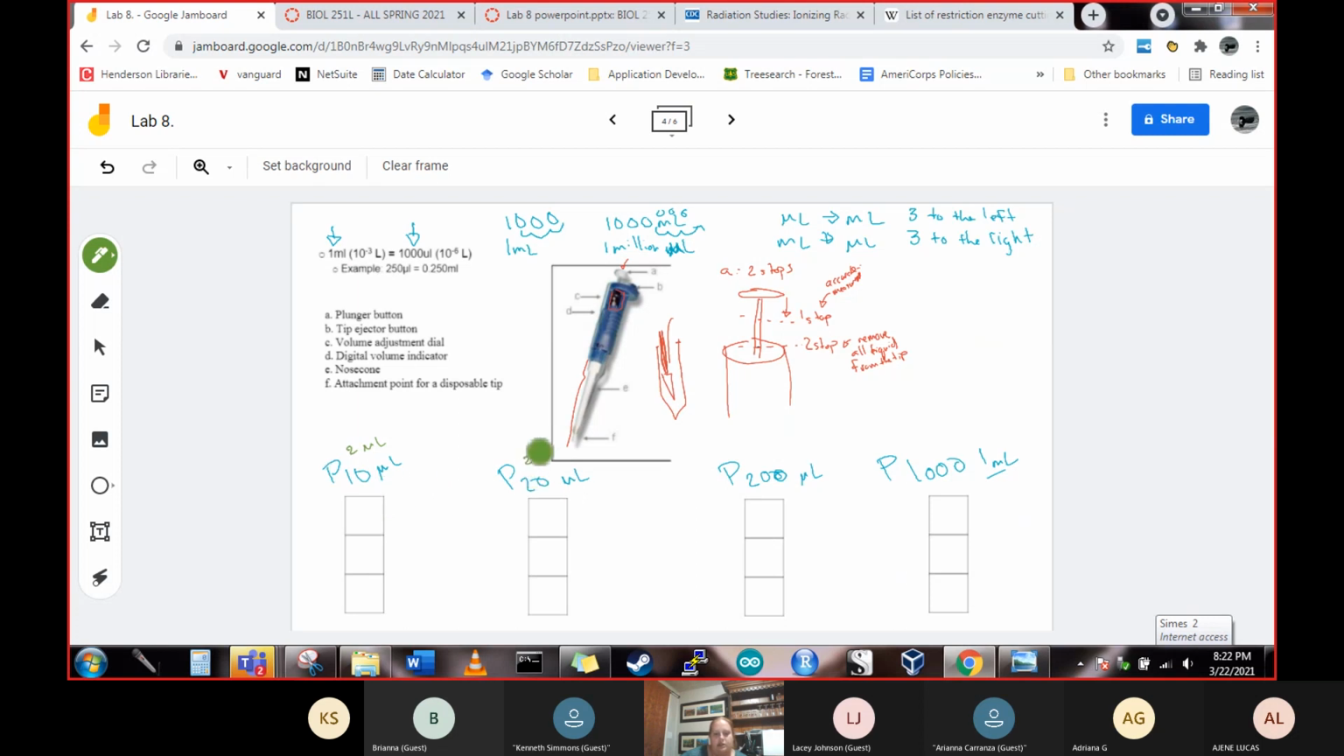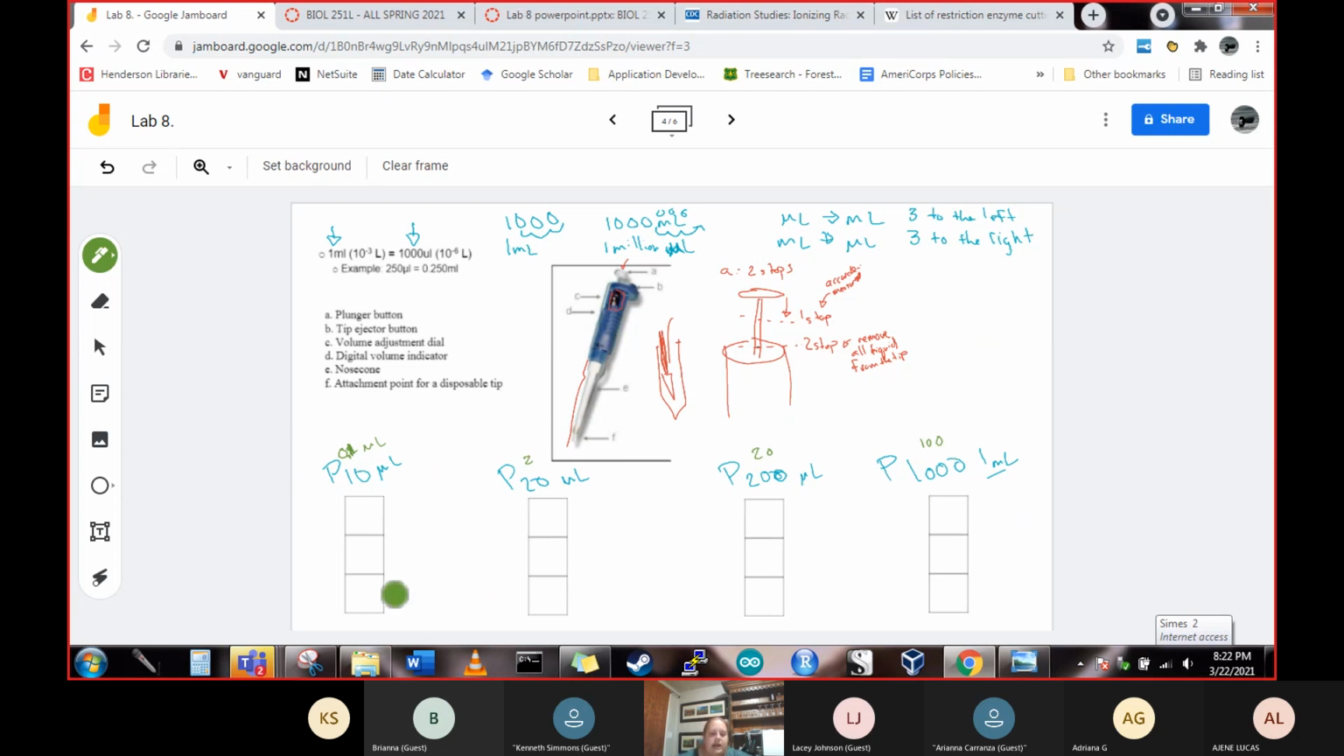This one's a 2 to 20. This would be a 20 to 200. And this one could either be a 100 to 1000, depending upon the pipetter, probably a 100 to 1,000. So this is the low end you should be pipetting, and this is the high end. So actually, this one's probably 0.1. So it's usually like an order of magnitude difference between the low and the high.